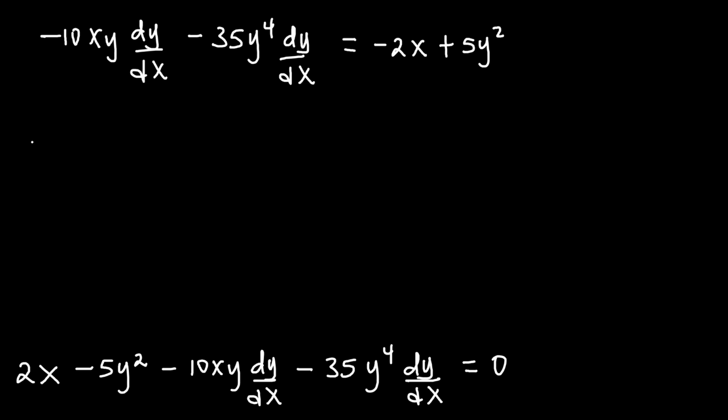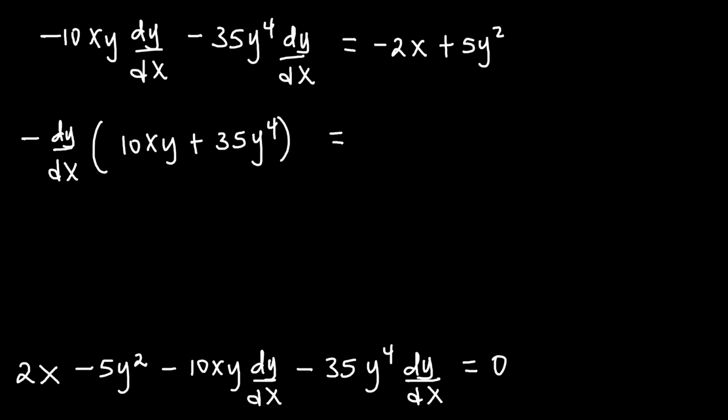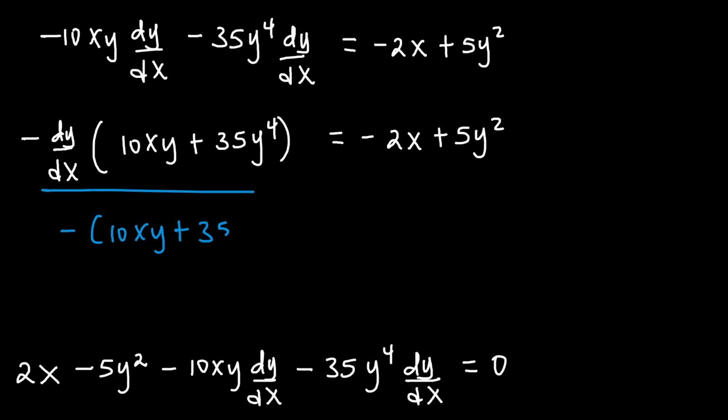And on the left hand side, if we take out negative dy divided by dx, we shall remain with 10xy and then plus 35y to the power of 4, and this will be equal to negative 2x plus 5y to the power of 2. And at this point we can divide through by negative 10xy plus 35y to the power of 4.